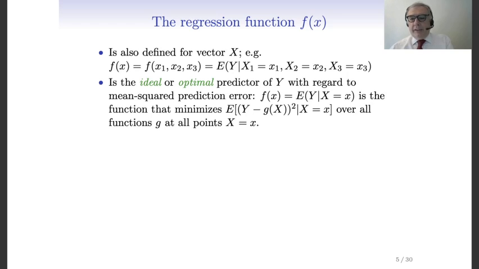And you could ask why is it the ideal one? Well, it is the ideal one because the conditional expectation is the function that minimizes the expected squared error over all possible functions at all points X equal small x. So let's have a look at the error. This is the difference between the target variable and a prediction g of x. So g is a predictor. Okay, we take the square of the error.